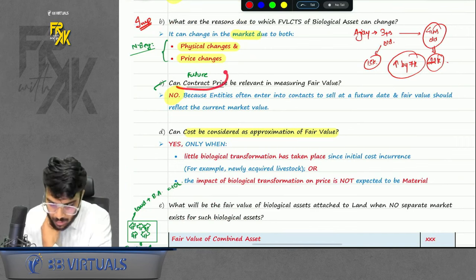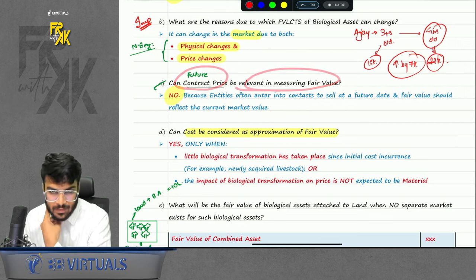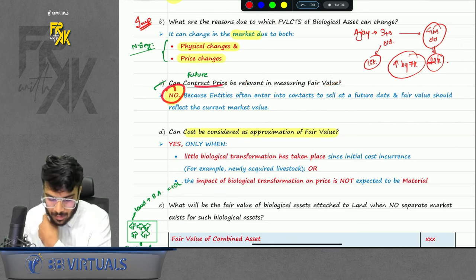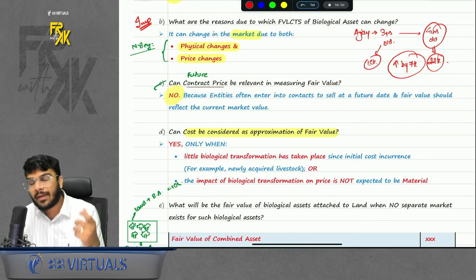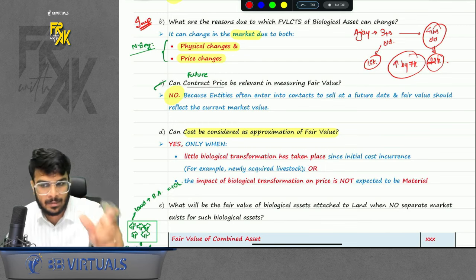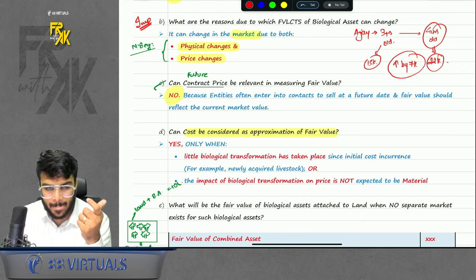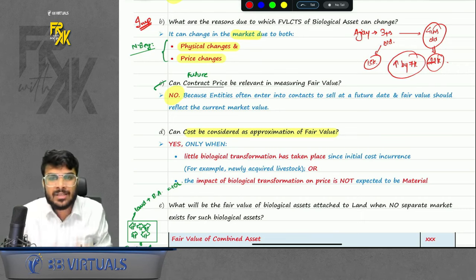Next, can contract price be relevant in measuring the fair value? The answer is no. Why? Because contract price is the future price. If you fix a contract that I will sell you milk after 6 months at a certain price, this is a future price. Future price cannot be considered as today's fair value.